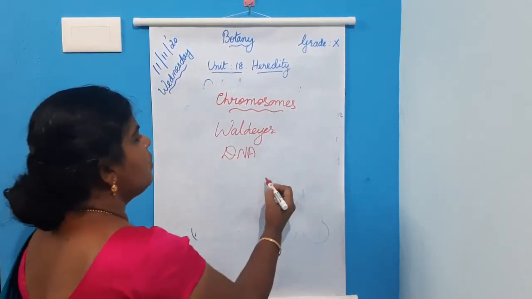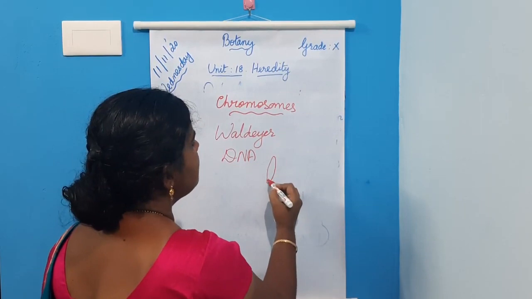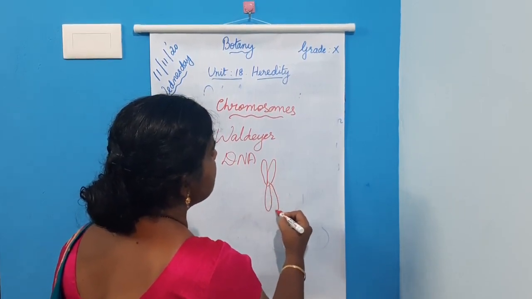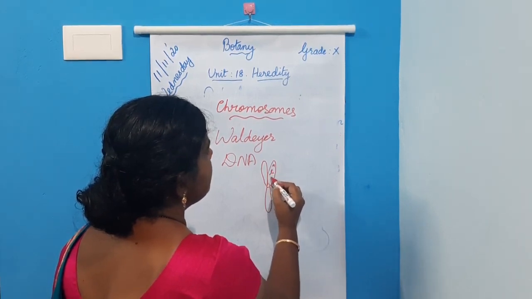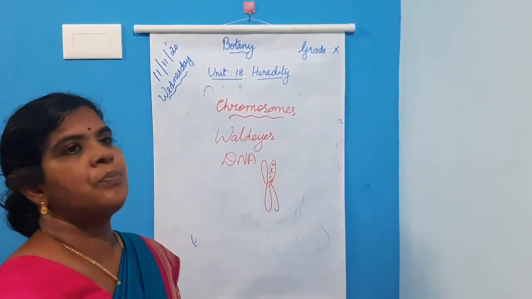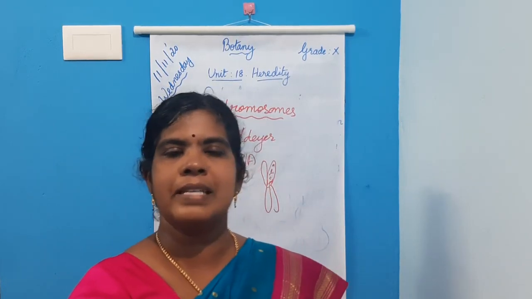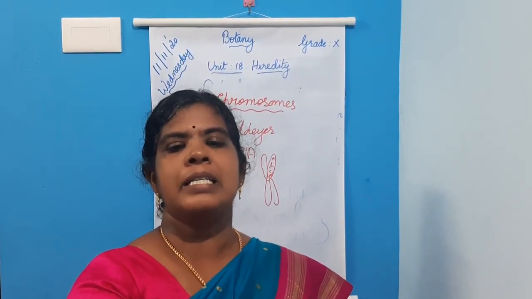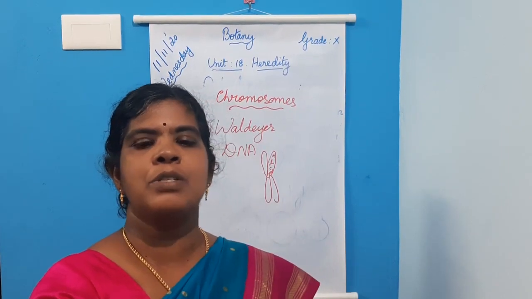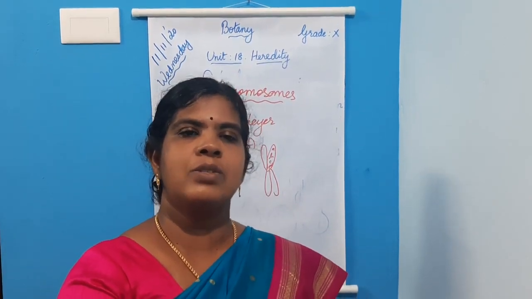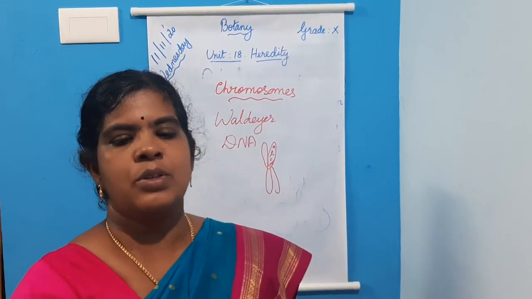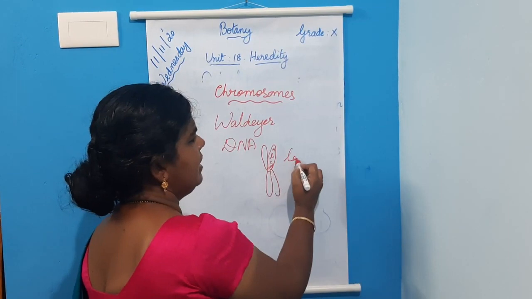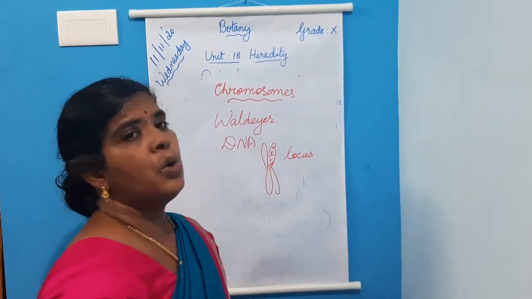For example, the chromosome has arms called chromatids. In the chromosome, genes are located. The genes are segments of DNA responsible for a particular phenotypic character. Each gene is present in a specific position in the chromosome, and that is called the locus.